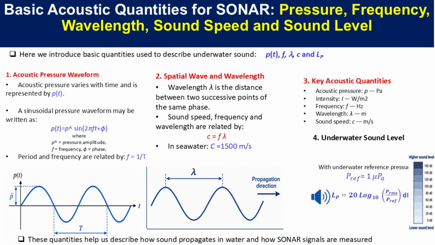The main acoustic quantities used in sonar are pressure, intensity, frequency, wavelength, and sound speed. Underwater sound level is usually expressed in decibels relative to a reference pressure of 1 micro-pascal. These quantities allow us to describe how sound propagates through water and how sonar signals are measured. With these basic sound concepts and acoustic quantities understood, we are now ready to study underwater sound propagation and the working principles of sonar. Thank you.